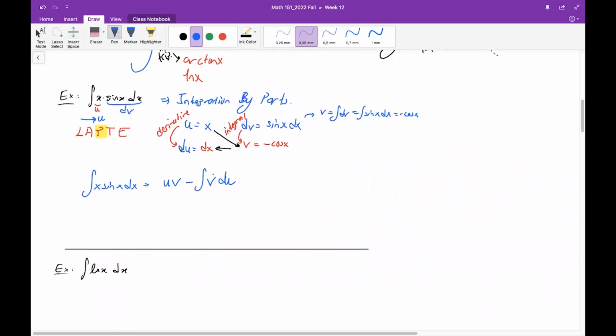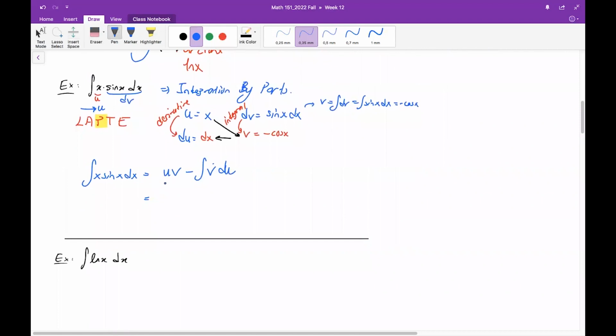Okay, we know everything. u is x. Let's write down everything. v is minus cosine x, then minus integral v times du. So minus cosine x times dx. This should be computed here. So x times cosine x, minus minus is a plus.